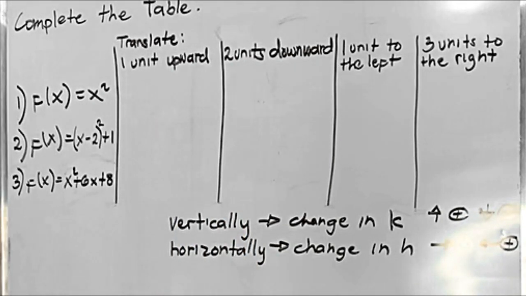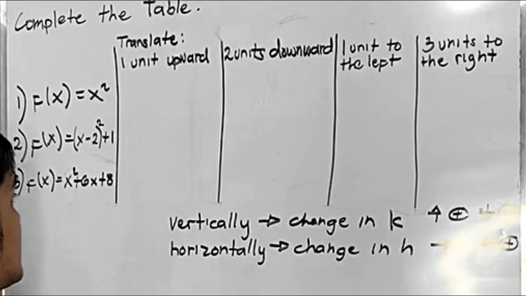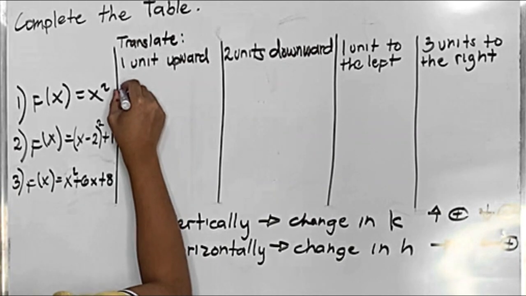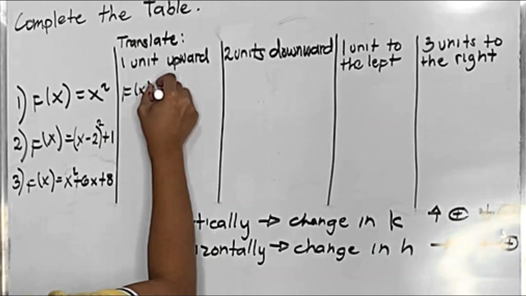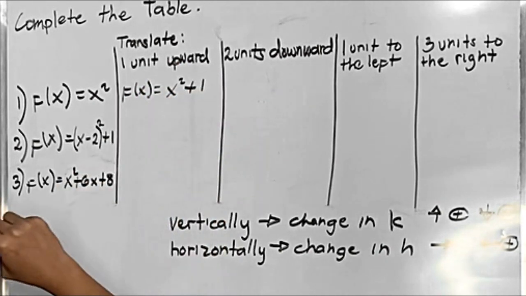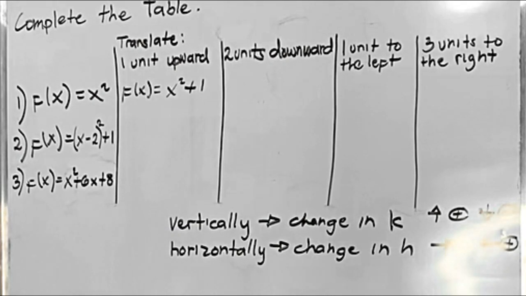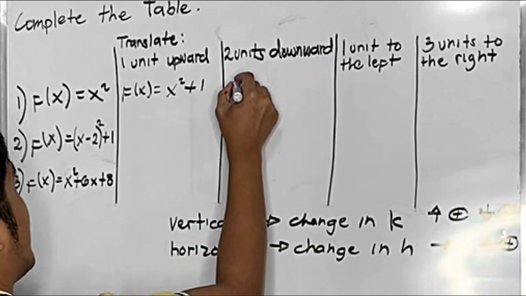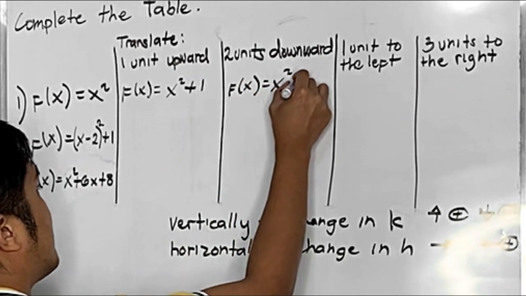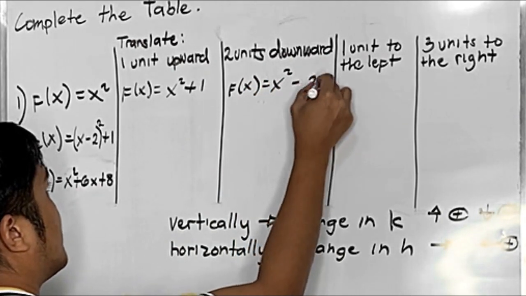Okay, so let's have f of x is equal to x squared, 1 unit upward. So you will just change the value of k, so that will be f of x is equal to x squared plus 1. 2 units downward, therefore f of x is equal to x squared minus 2.